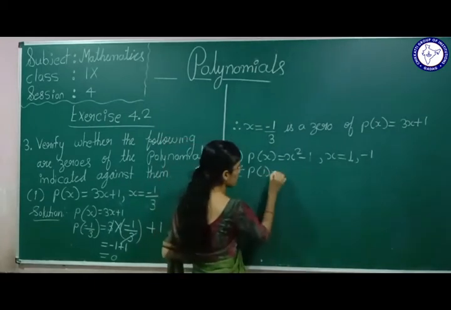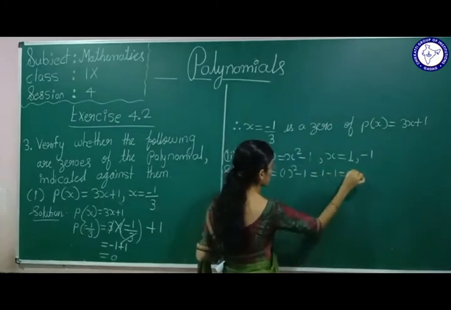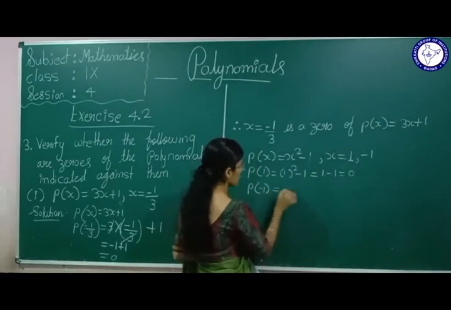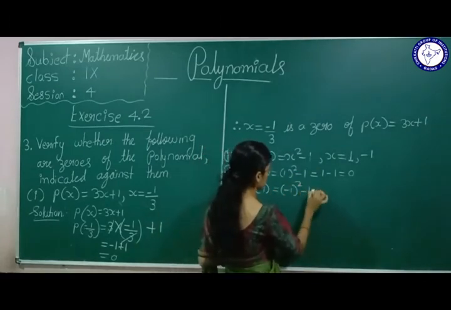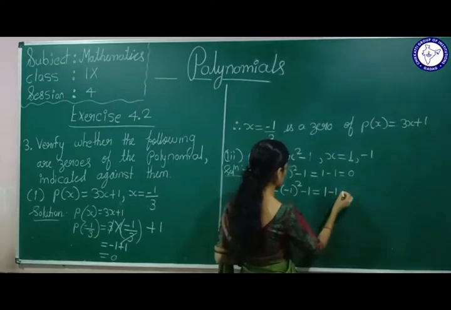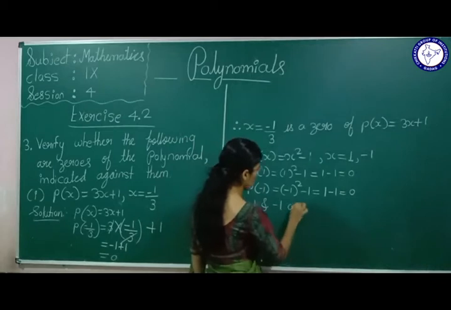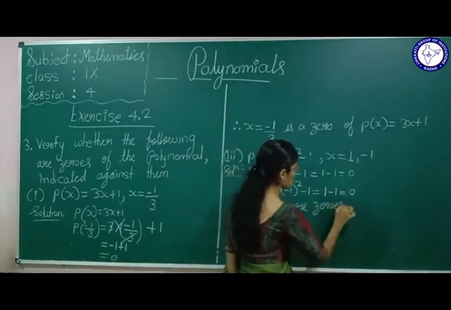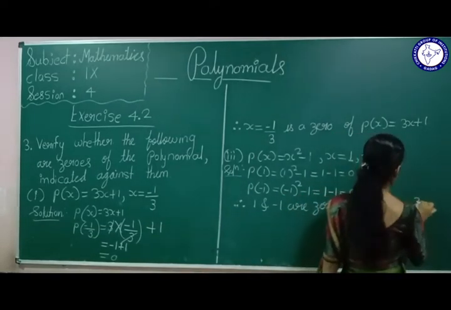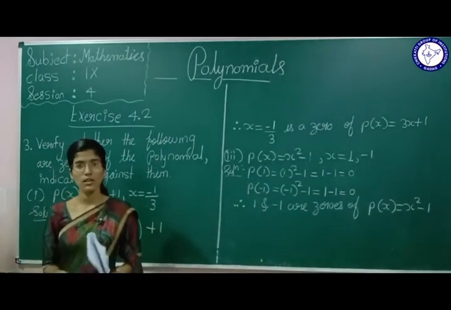Here p of 1 is equal to 1 square minus 1. 1 square is 1, minus 1 is 0. Next, p of minus 1 is equal to minus 1 the whole square minus 1, which is minus 1 into minus 1 is plus 1, 1 minus 1 is 0. Therefore, 1 and minus 1 are zeros of the polynomial p of x is equal to x square minus 1. This is about the third main.